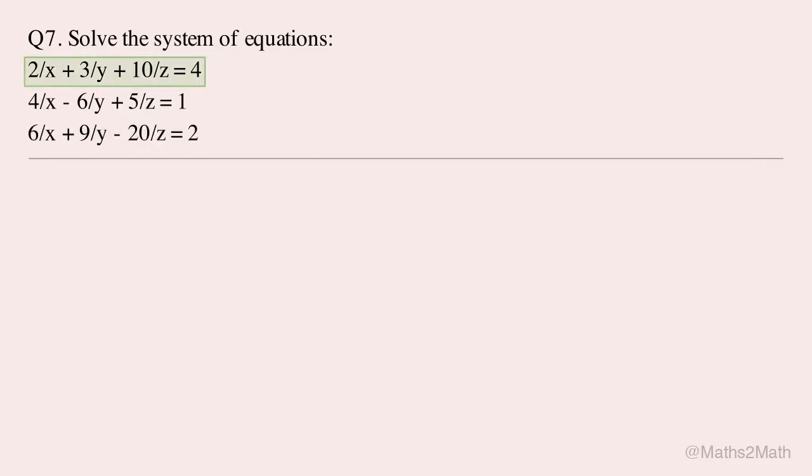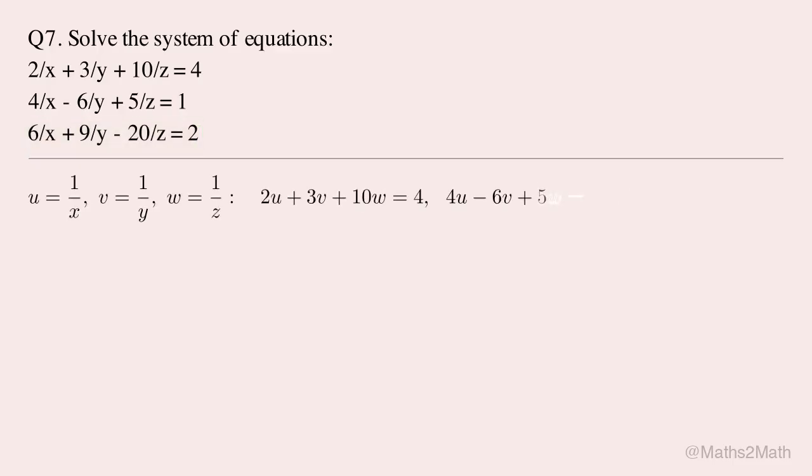Question 7. The unknowns appear as reciprocals, 2 over x, 3 over y, and so the system is not linear in x, y, z directly. Substituting u, v, w for the reciprocals turns it into a perfectly ordinary linear system. Let u, v, w stand for 1 over x, 1 over y, 1 over z. The system becomes linear in u, v, w.